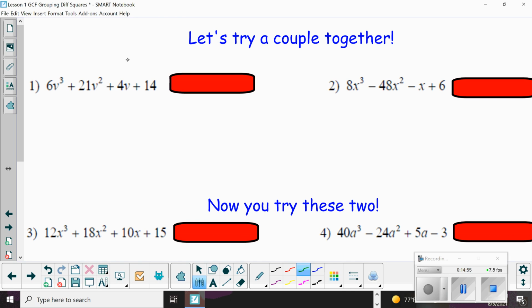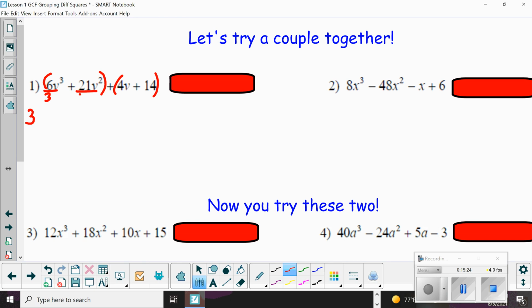Now, let's try some of these. Let's try 2 of these together, and then I'll let you try 2 on your own. So for this first one, I've got 4 terms. There's not a common factor in all of them. So I'm going to group the first 2, and then I'll group the second 2. Then I'm going to look here, 6 and 21. I can take a 3 out.